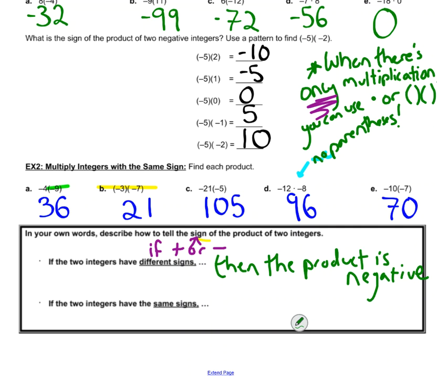This is just like what we saw up in example number 1 in all of the examples highlighted in green with a positive and a negative number. But if the two integers have the same signs, then the product is positive.